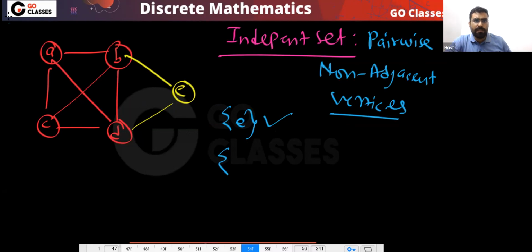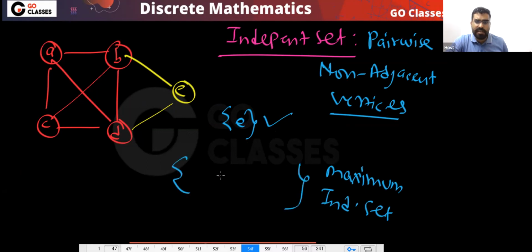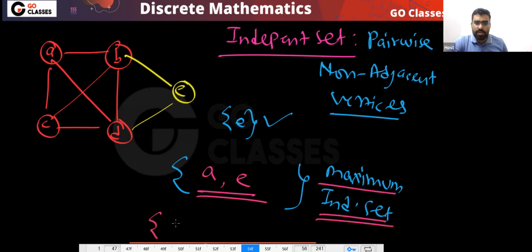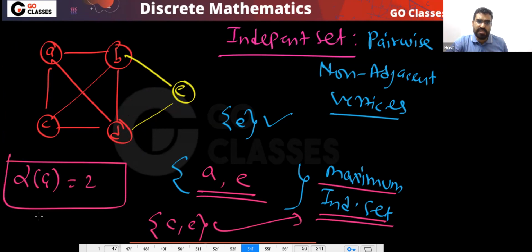Okay, tell me, what is the maximum independent set you can create? How many can you take from this? Only one, because they are pairwise adjacent. You can only take one of them. For example, I can take A, E. Nothing else. So this is your maximum independent set. This is also a maximum independent set. So what is the independence number? Alpha of G is 2.